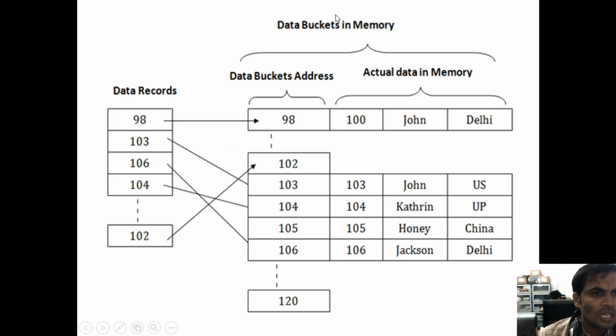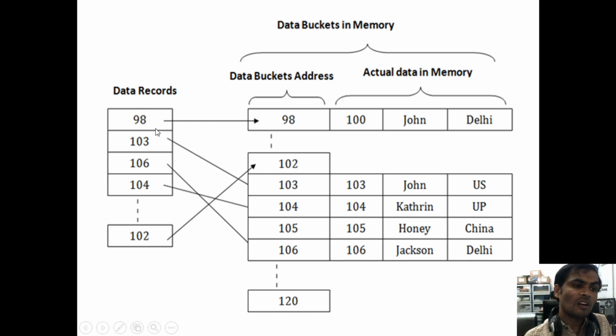Now, if you look at hashing, there is the data record, which I just mentioned, and the data bucket. Under the data record, only the value is there. Under the data bucket, there is memory: the data bucket address and the actual data in memory. The data record holds a unique value. It is random, not in sequence.